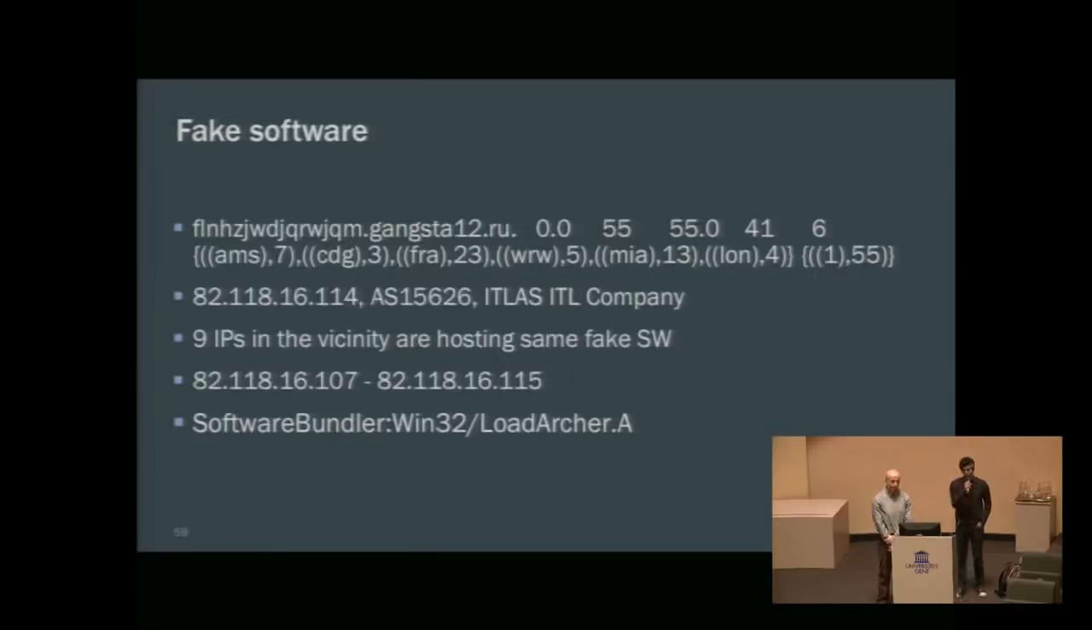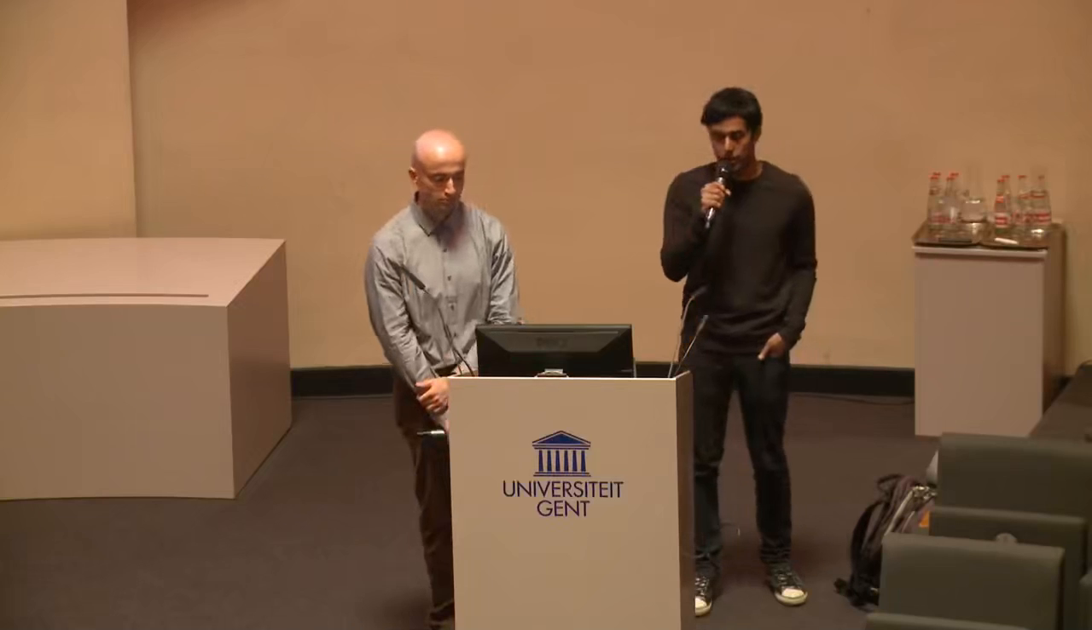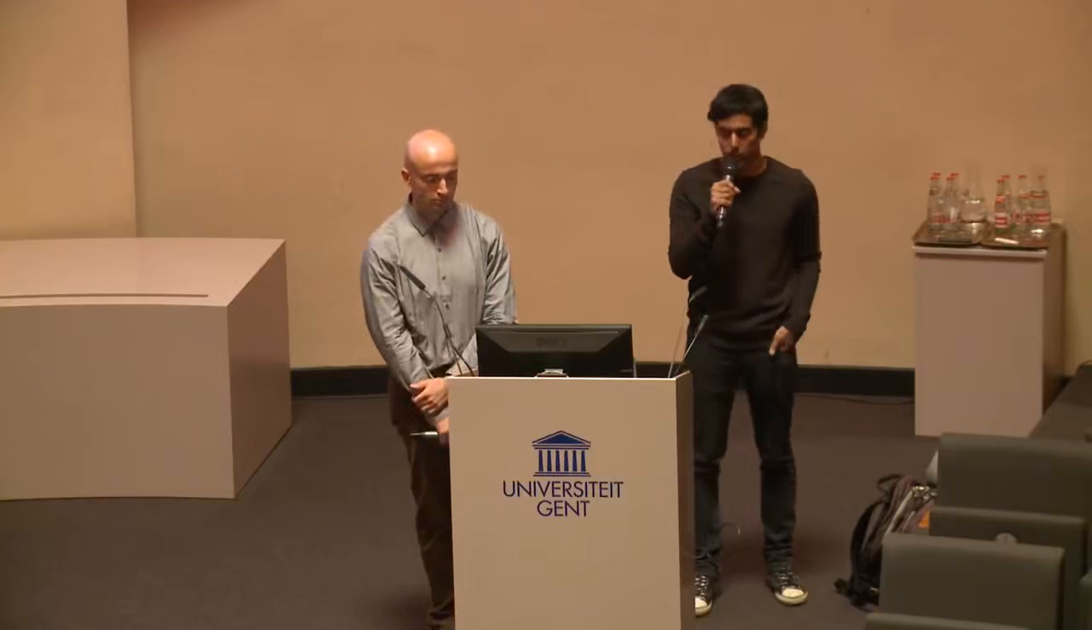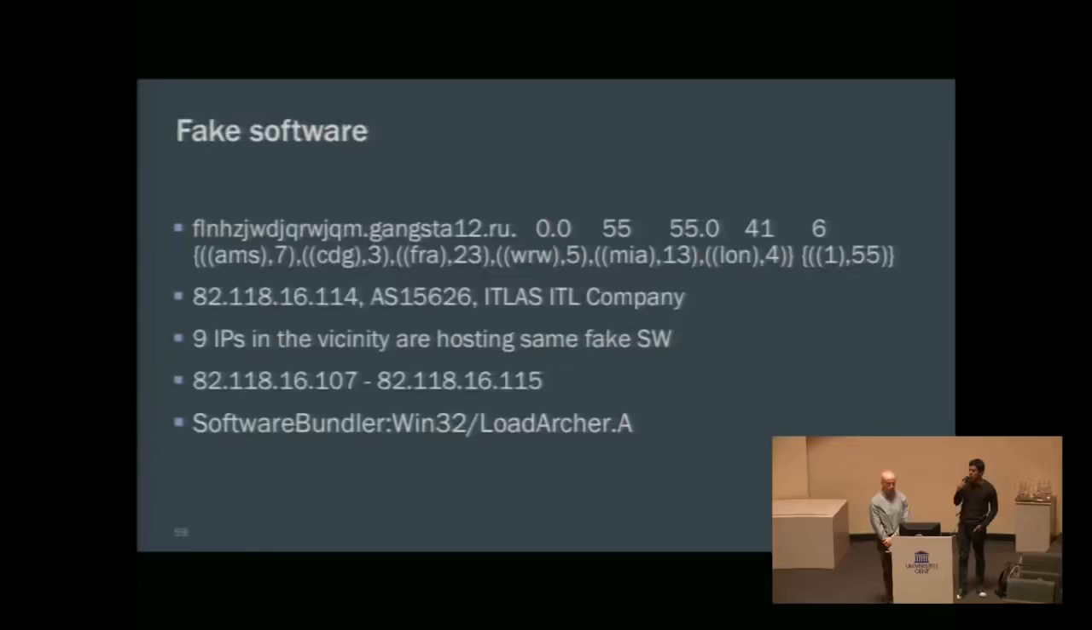Then the other type of domains that we have seen are fake software. This is the type of software where you're trying to watch maybe a free video and something pops up on your screen, and then something gets downloaded, usually an executable. In this case, we found that it was downloading a Windows executable, and there were 9 IPs in this vicinity that were all hosting the same type of fake software.